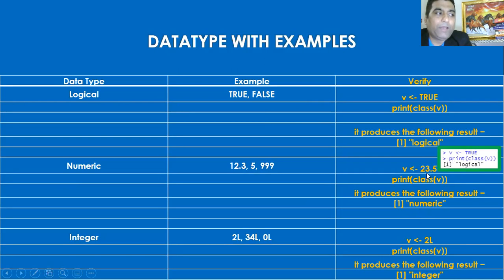Similarly, I have used several examples. For example, I have assigned 23.5, that is a numeric data type, and print class V. So what will happen? 23.5 is a numeric. Okay, so class V will print numeric. So similarly, integer. So you can check these codes on the environment.